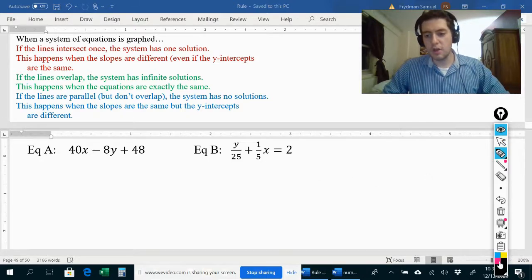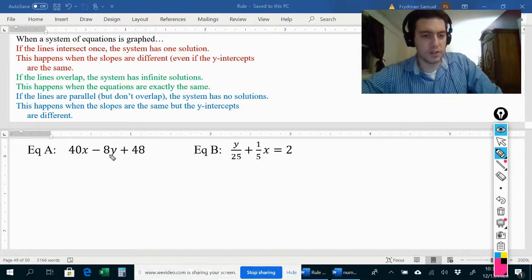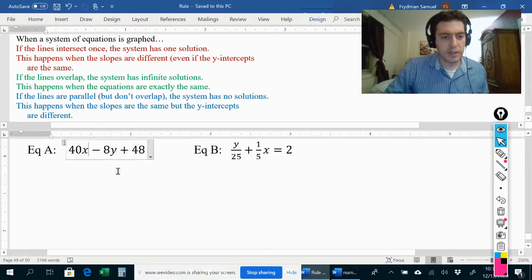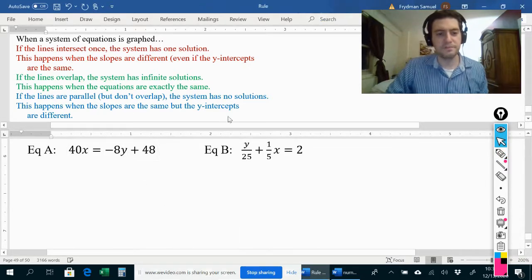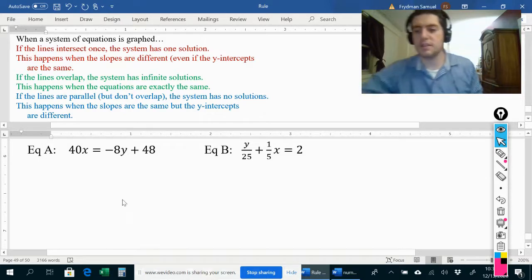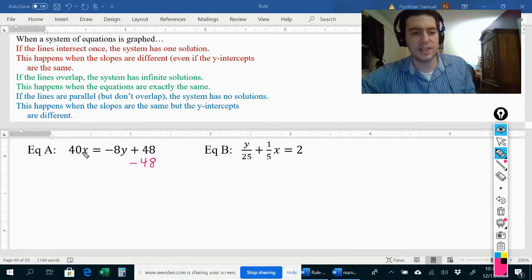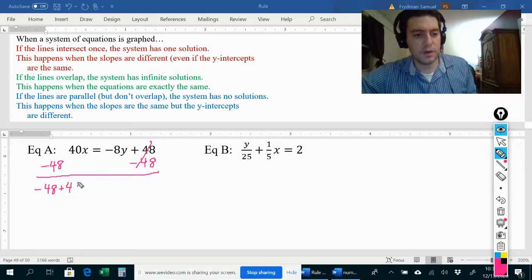Okay, so let's get these y's alone here. Oopsie daisy, I forgot to write an equal sign in here. Okay, so there's my equal sign. All right, so let's get the y alone. Right now, this 48 is on the same side. So what I can do here is subtract 48 from both sides. I can't subtract it from this term because this has an x and this doesn't. What I can do is put it off to the side here, and then that cancels. I get negative 48 plus 40x equals negative 8y.